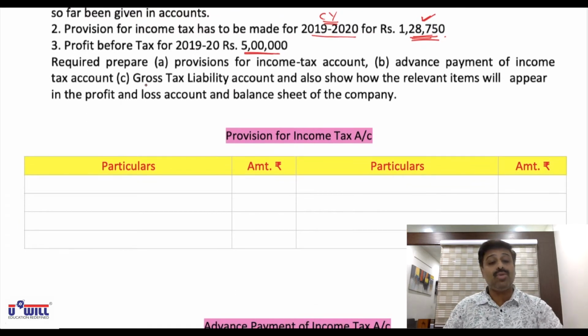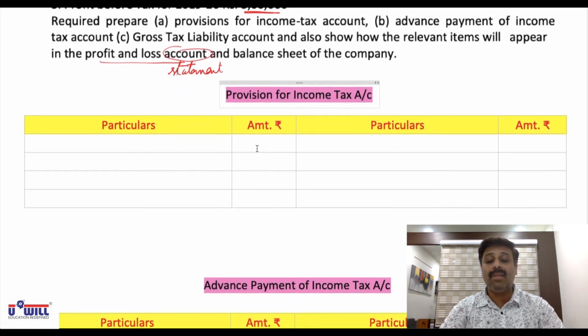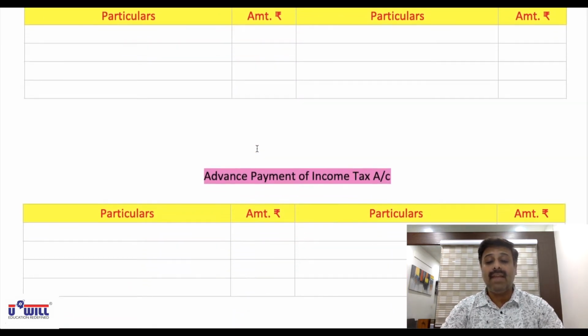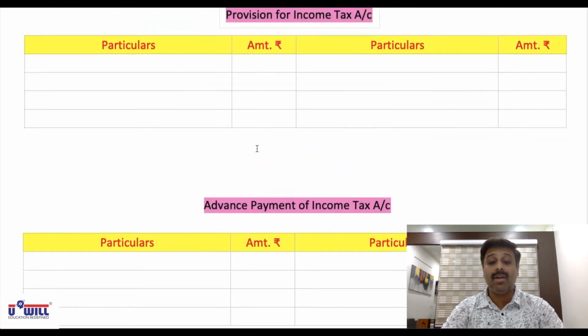Now what all we are supposed to do? You are required to prepare provision for income tax account, advance payment of income tax account, gross tax liability account, and then also we have to show how the relevant items will appear in profit and loss statement, not account, it should be statement, and balance sheet of the company. So all of you pause the video and make these formats. First of all, provision for income tax account around 3-4 lines, advance payment of income tax account around 3-4 lines, and gross tax liability account around 3-4 lines.